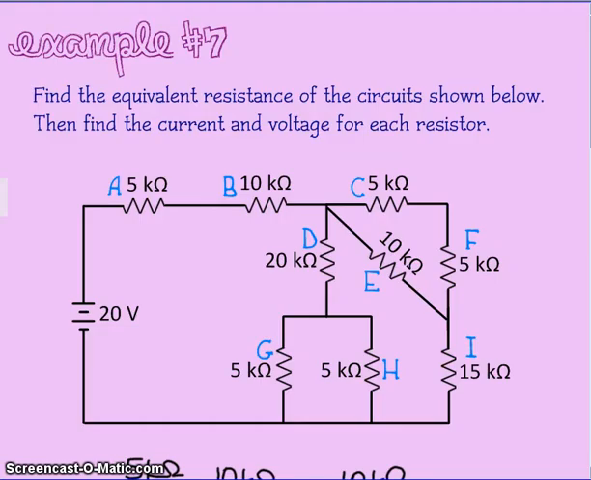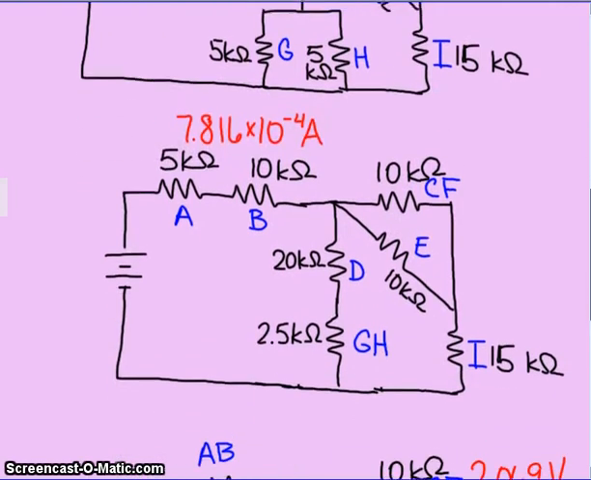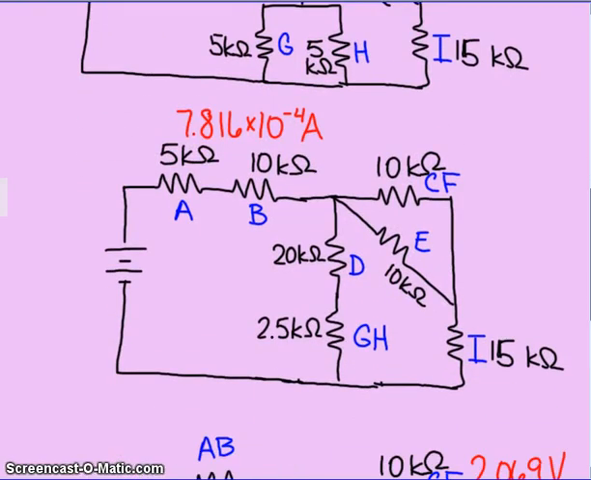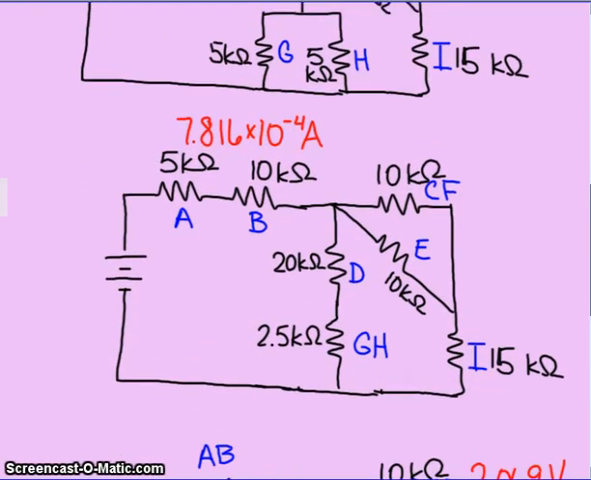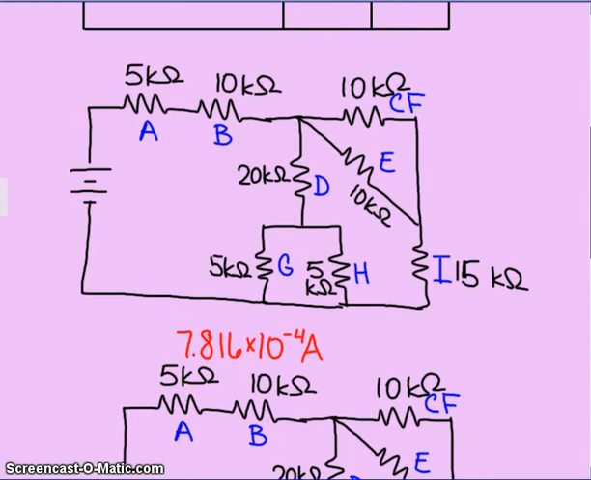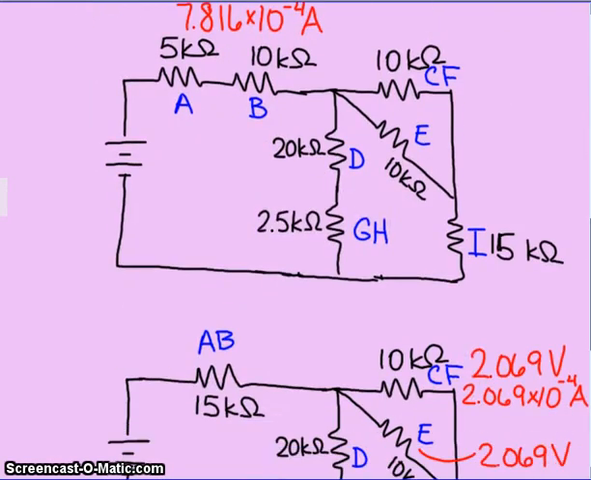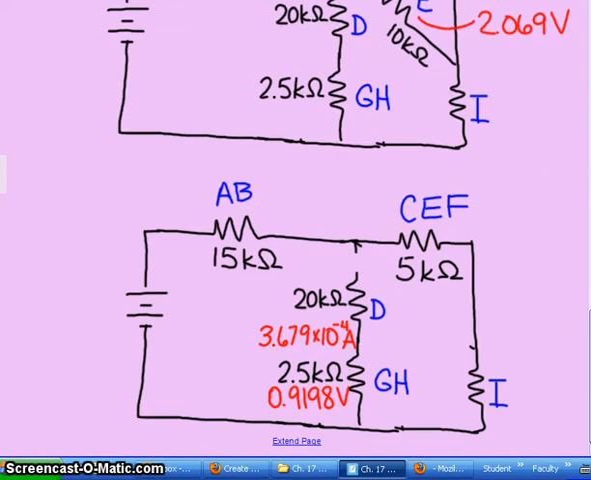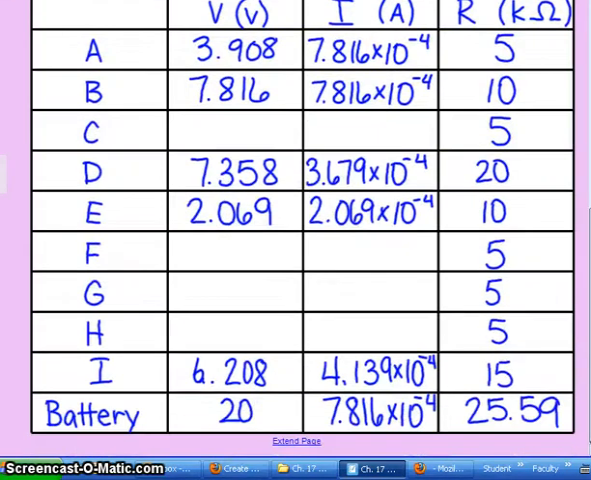Going back to my picture, I know everything I can possibly know about this picture now, so I move up one, and I see that G and H are separate. And G and H were in parallel, so they have the same voltage as resistor GH. Going down, I see that resistor GH was 0.9198 volts. So I'm going to go ahead and write that on my chart for G and H. 0.9198.